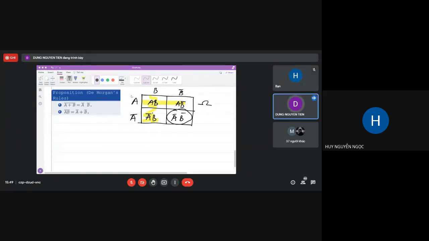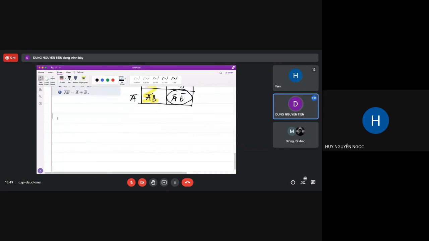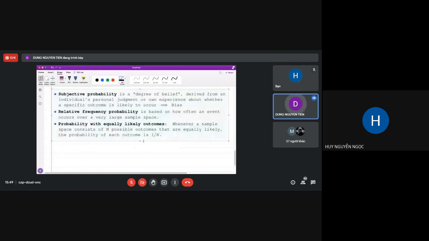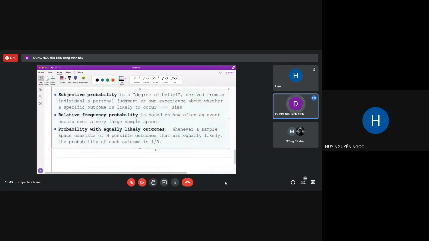Now I want to provide you a brief introduction of some types of probabilities. Here are some kinds of probability. The first one is subjective probability, which is a degree of belief derived from an individual's personal judgment or experience about whether a specific outcome is likely to occur. Because it is just a personal judgment, it's quite biased.